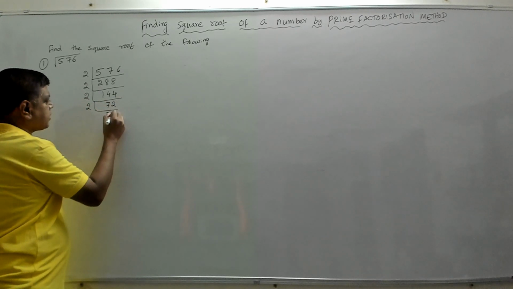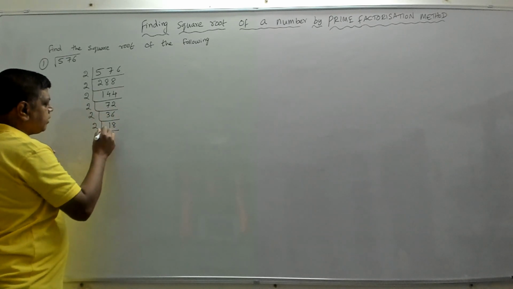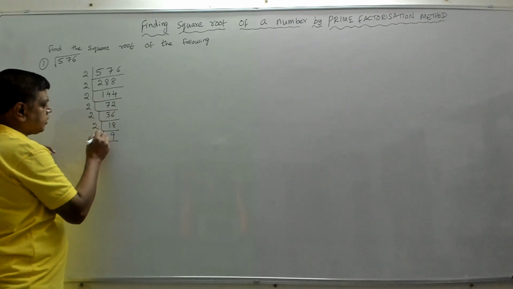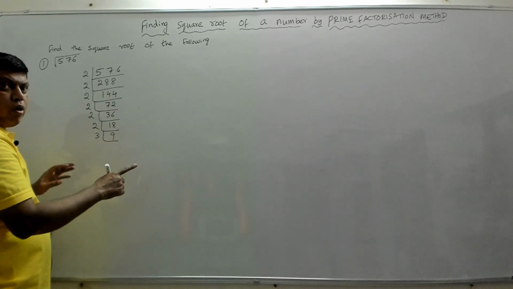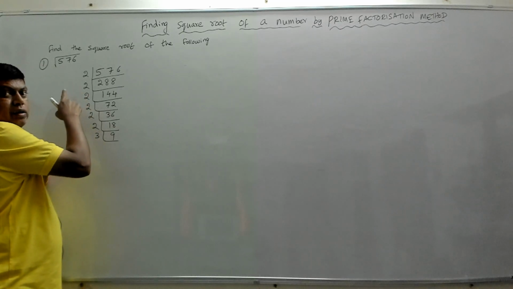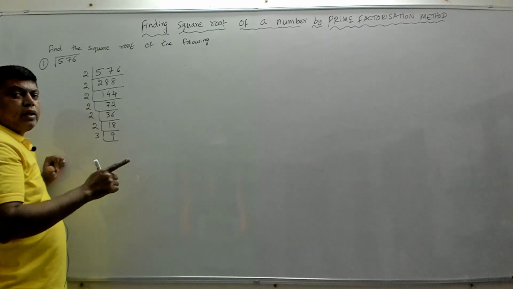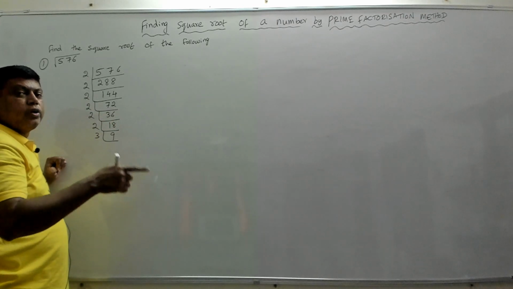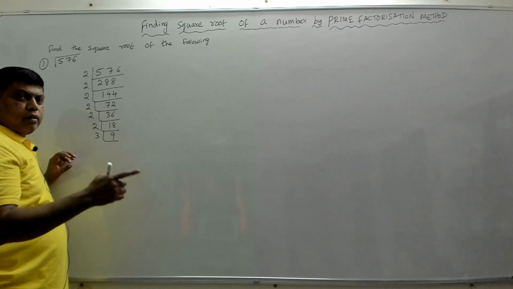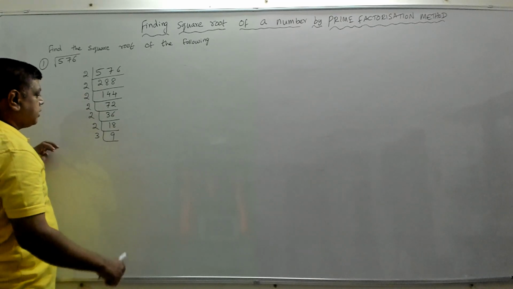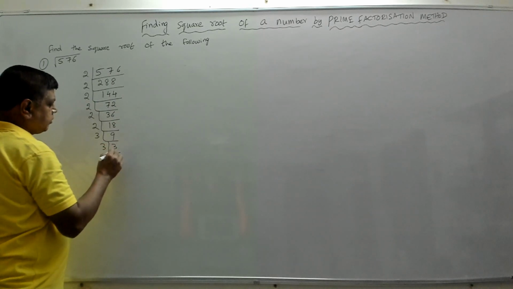You get 36. Again by 2 you get 18. Again by 2 you get 9. Then 9 doesn't go into 2, the next prime number is 3. Whatever number we write here should be only prime. We can't write 4 or 8 or 9, because those numbers are not prime numbers. You can put only 2, 3, 5, 7, 11, 13. Prime numbers are numbers that are only divisible by the number itself and 1. Now 3 threes are 9, then 1.